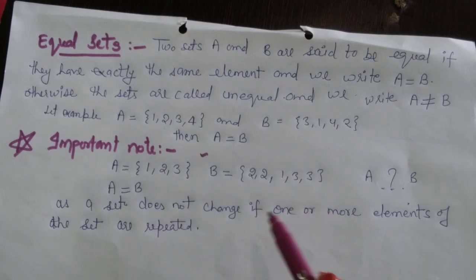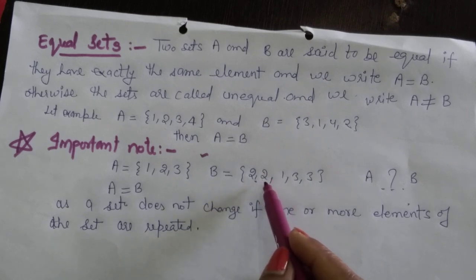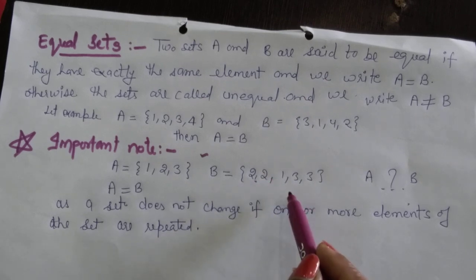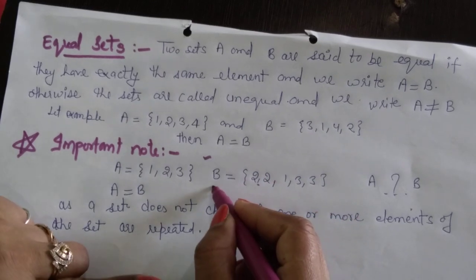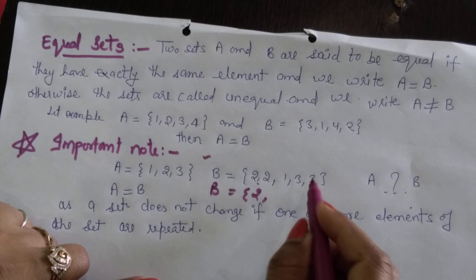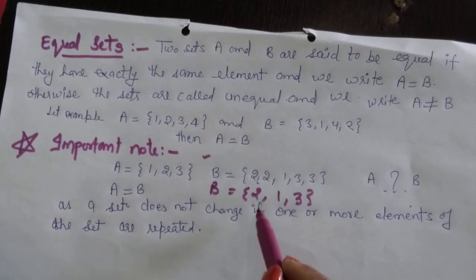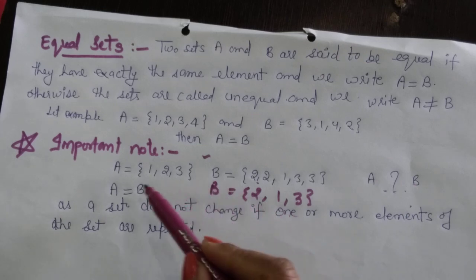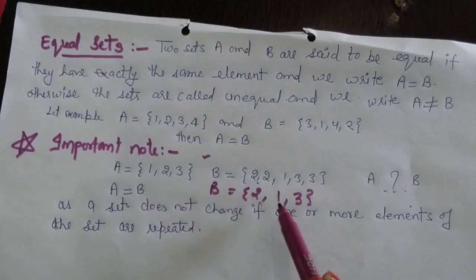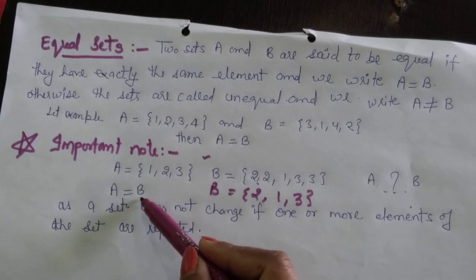You know what? As I told you earlier, elements of sets will not be repeated. If we have 2 two times, I will write it one time only. So elements will not be repeated. So again, if we compare, yes, here I have 1, 2, 3. So we can say that A equal to B.